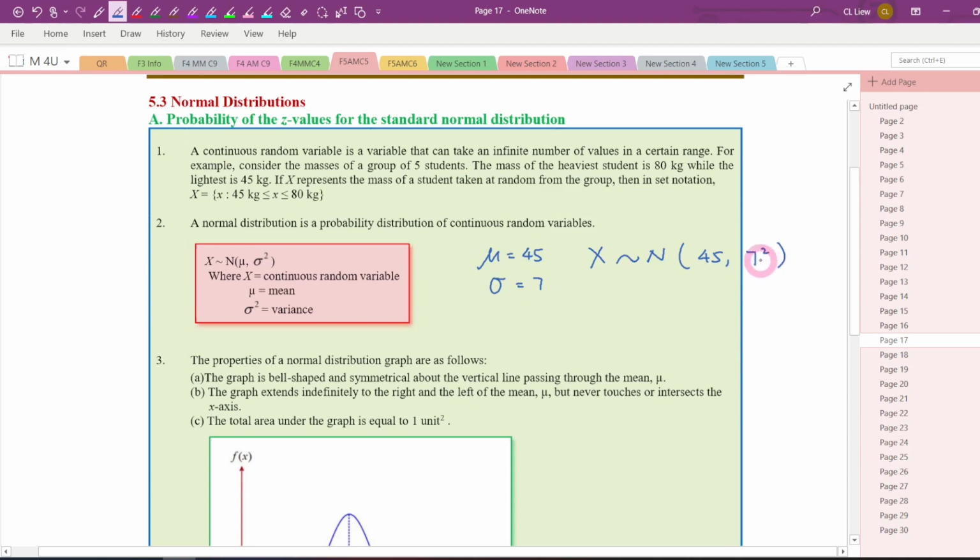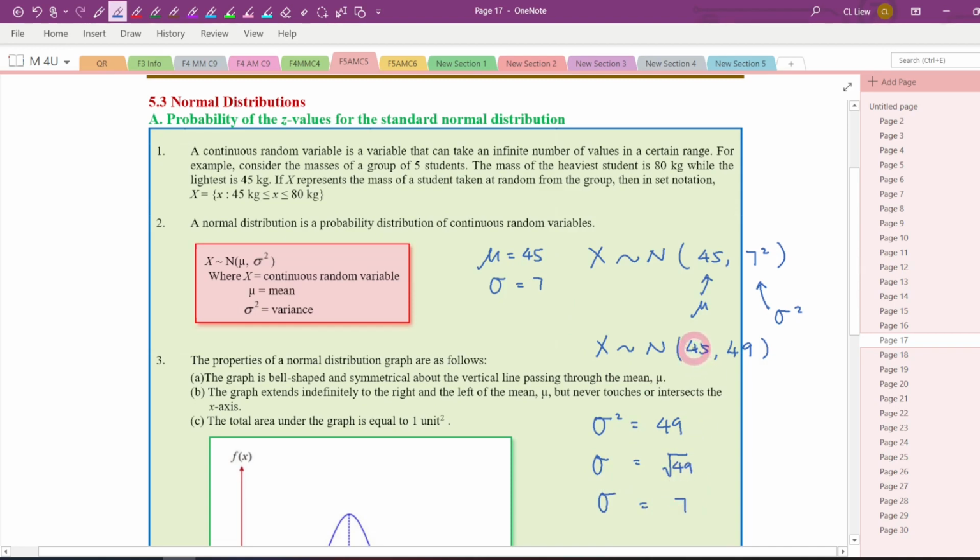So you need to understand the meaning of each number here. This tells you the mean and this tells you the variance. Sometimes the question will write it this way for you. Okay, so you have to be more careful. The 49 here is not the standard deviation, this is the variance. So the variance of this normal distribution is equal to 49, so the standard deviation will be equal to the square root of 49, which is equal to 7.